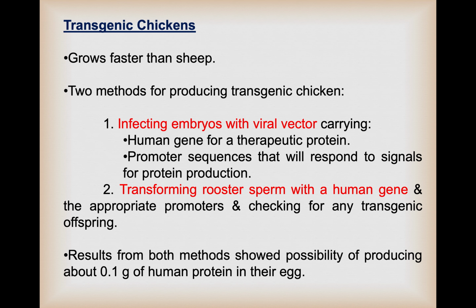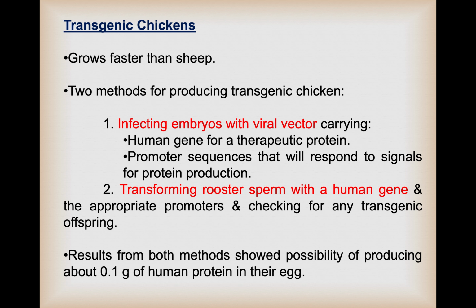So I think this is the last one, transgenic chicken. You know that chicken also grows faster than sheep, probably not as fast as fish, but still faster than sheep or cow. So there are two methods to produce transgenic chicken. The first is to infect the embryo with a viral vector carrying a human gene for a therapeutic protein, and also a promoter sequence that will respond to signals for protein production.